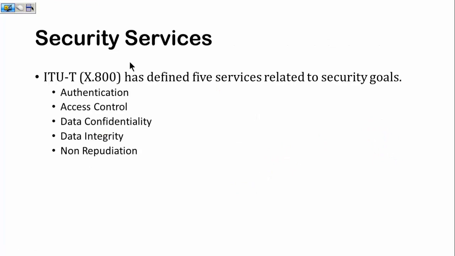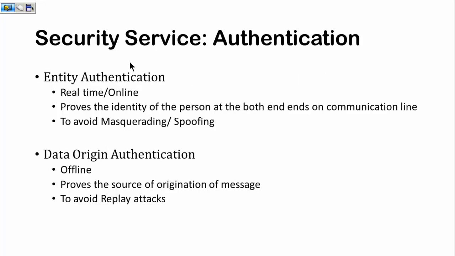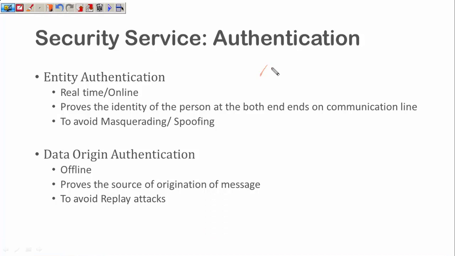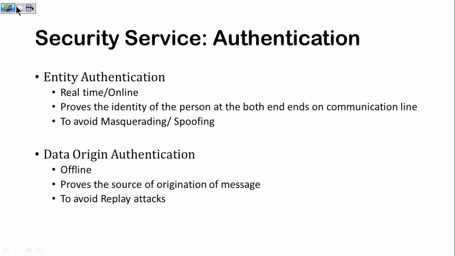The security services that have been defined by ITU-T X.800 are authentication, access control, data confidentiality, data integrity, and non-repudiation. Authentication is basically of two types: entity authentication and data origin authentication. In entity authentication, the two parties that are communicating with each other, as we had Bob and Alice communicating with each other, Bob and Alice are the entities.